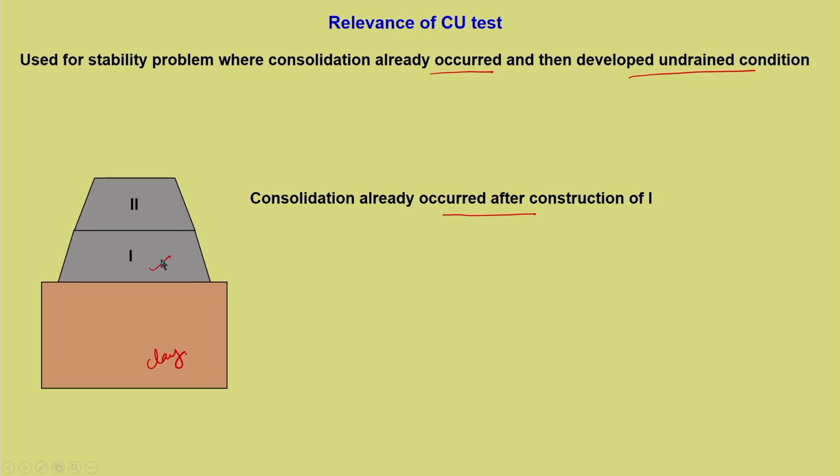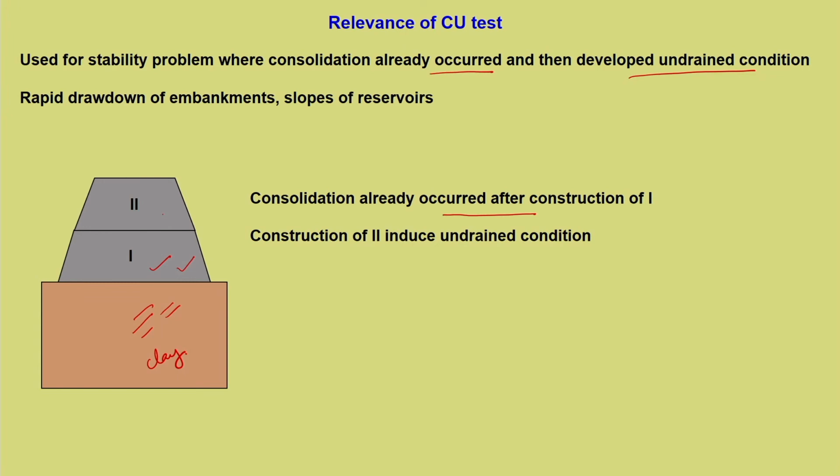So, it is a kind of staged construction. The entire height of the embankment is not constructed in one go. First, this part is constructed and it is left for some time before the second part gets constructed. So, this particular clay would have undergone some amount of consolidation, maybe even complete consolidation, depending upon the clay properties. Then comes the construction of 2, and this construction induces again an undrained condition, provided the clay is saturated. Now, this is a typical case of CU condition.